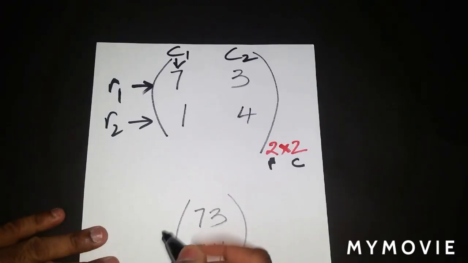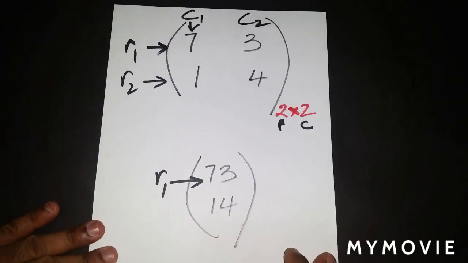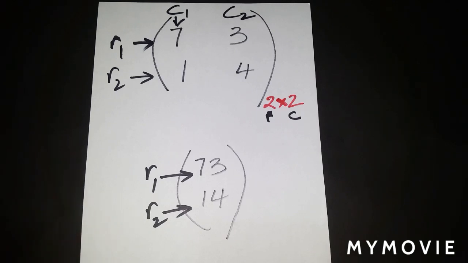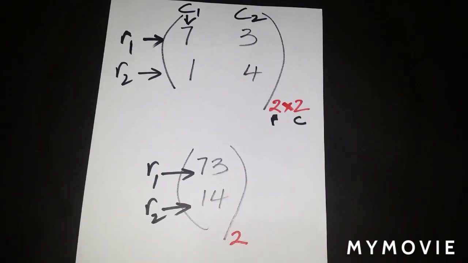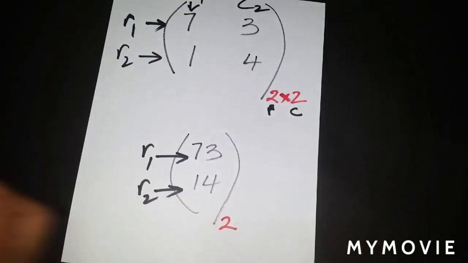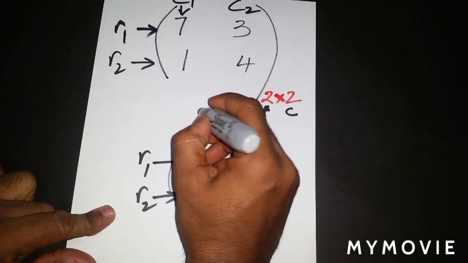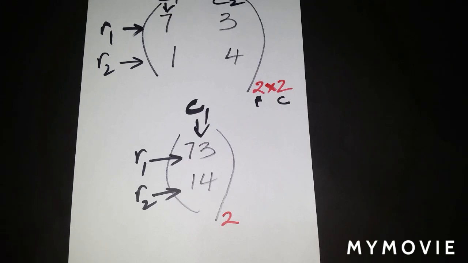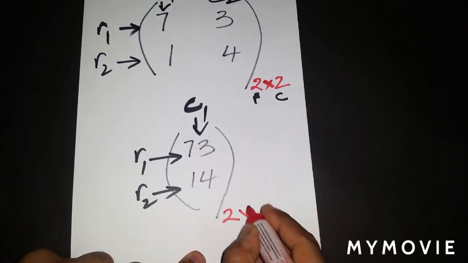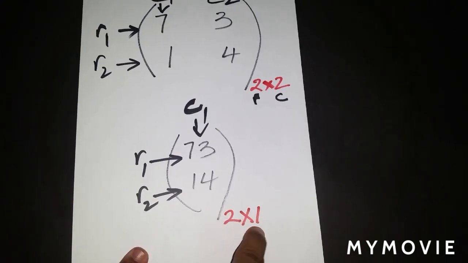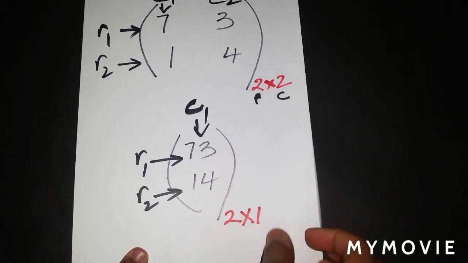Now, when you look at this matrix, that's 1 row, that's a second row. So we know that this matrix has 2 rows. So we indicate the 2 there. But remember, this number is 73. So that's one number here, and that number is 14. So this matrix actually has only 1 column. So this matrix would therefore be a 2 by 1 matrix, which means it has 2 rows and 1 column. And that's what we mean by the order of a matrix.